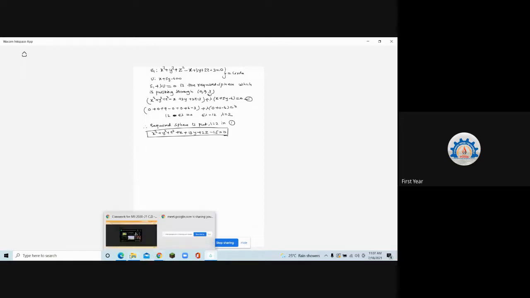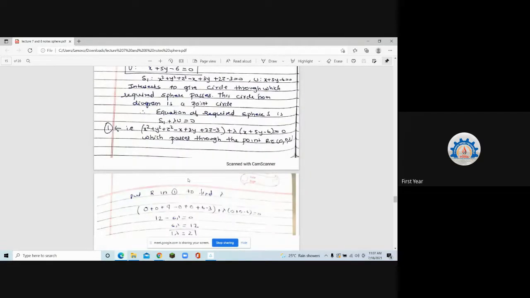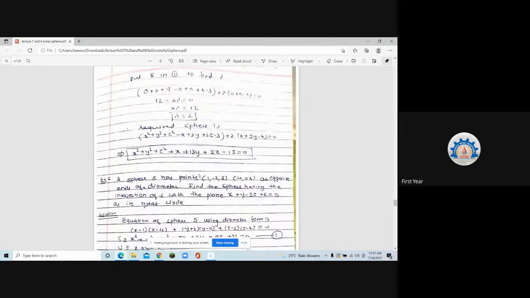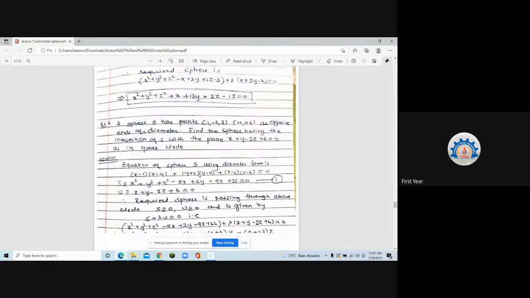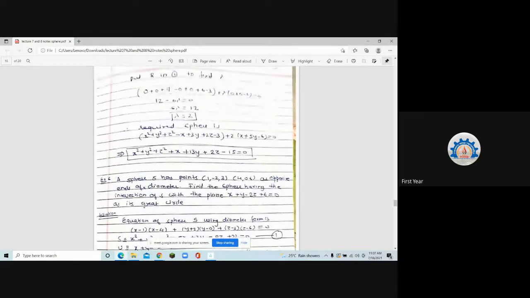These are all different concepts, so I'm trying to take at least one example of each type. Okay, so lambda is 2, and that's your answer of the sphere. Now if you have understood whatever we did till now, please try to solve this question. I'm not going to show you the solution.